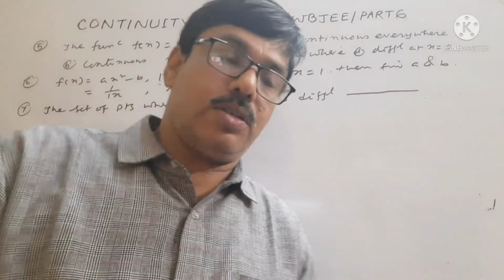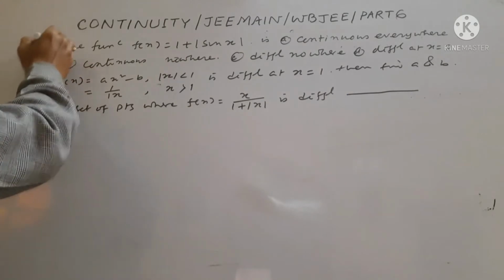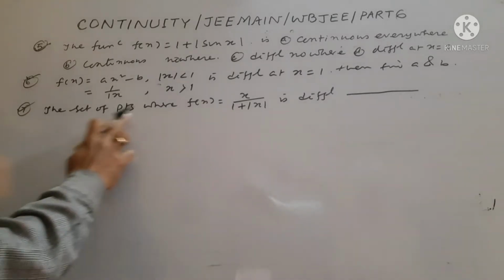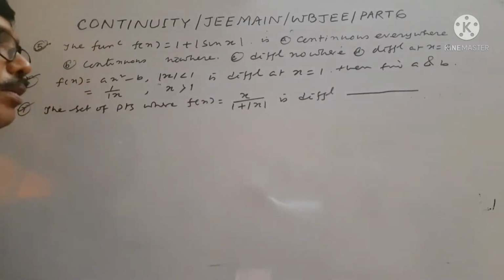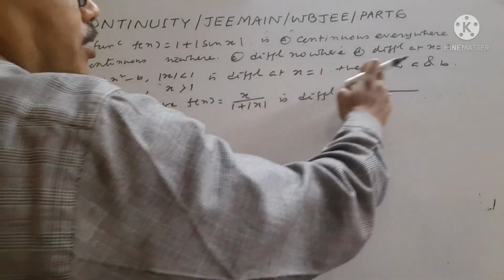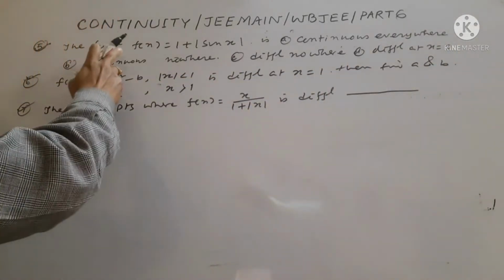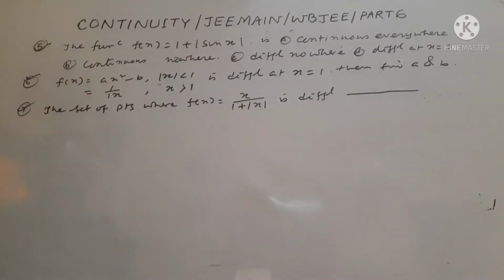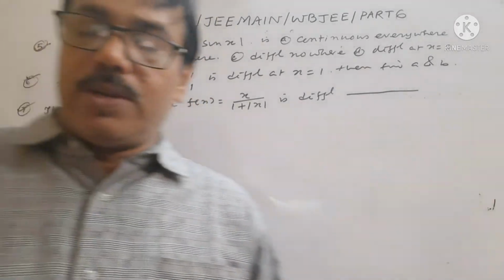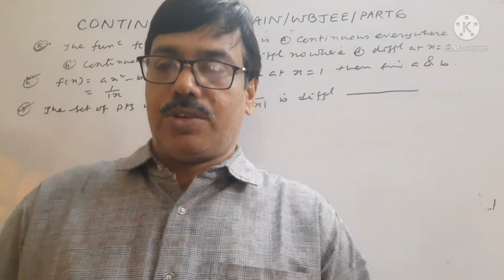Now, we consider 3 more problems, 5, 6, 7. Look, problem number 7: the set of points where f(x) is differentiable. f(x) is given; it is differentiable at x = 1, find a and b. And the function f(x) = 1 + |sin x| is continuous everywhere, continuous nowhere, differentiable nowhere, or differentiable at x = 0. So, these are problems of differentiability and continuity.